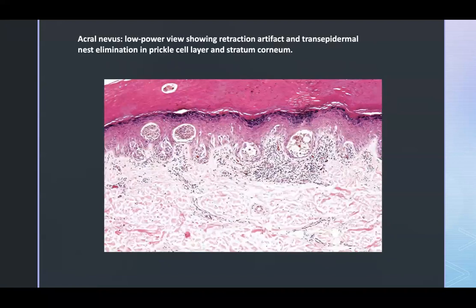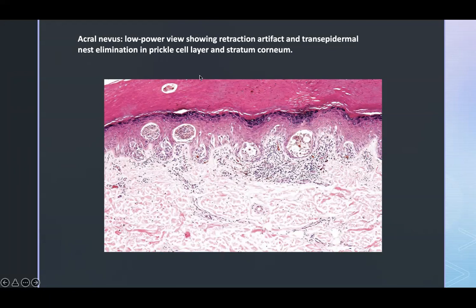Another acral nevus at low power showing retraction artifact, transepidermal elimination of the nest in the pericardial cell layer and the stratum corneum. Again, that can look very scary to the untrained eye. And again, even to the trained eye, this could look very worrisome for melanoma in situ because you might think there's nests here, here, here, single cells, some pagetoid. This looks like contiguous growth, pagetoid upward migration.